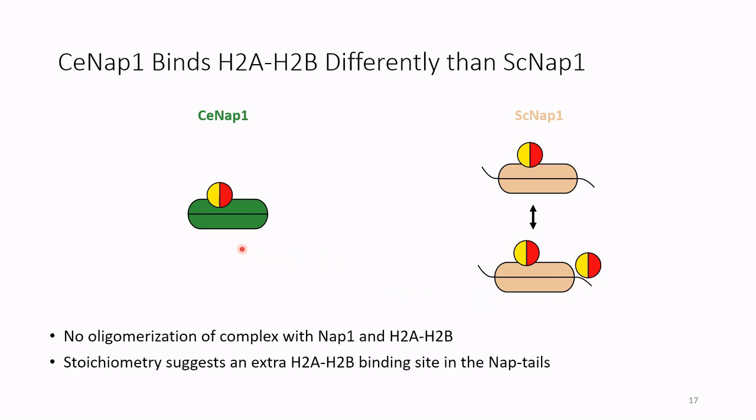However, worm Nap1 naturally lacks an N-terminal tail and possesses a very short C-terminal tail, and hence cannot bind to a second copy of H2A H2B, which suggests that an extra H2A H2B binding site is present on the acidic Nap tail.